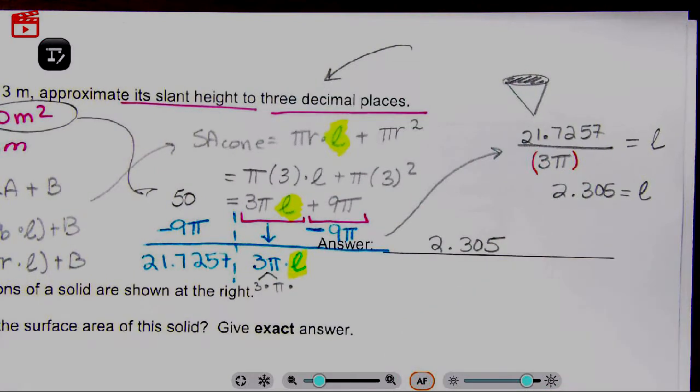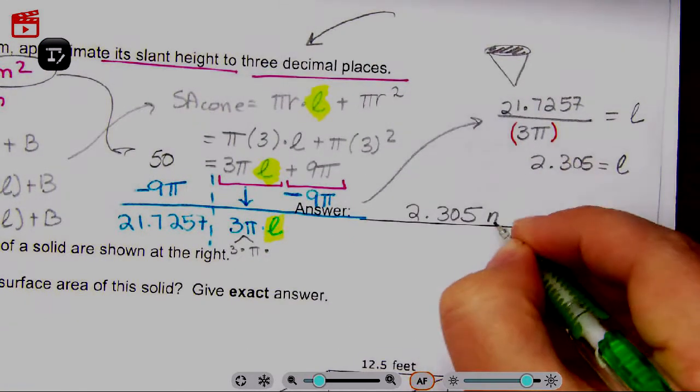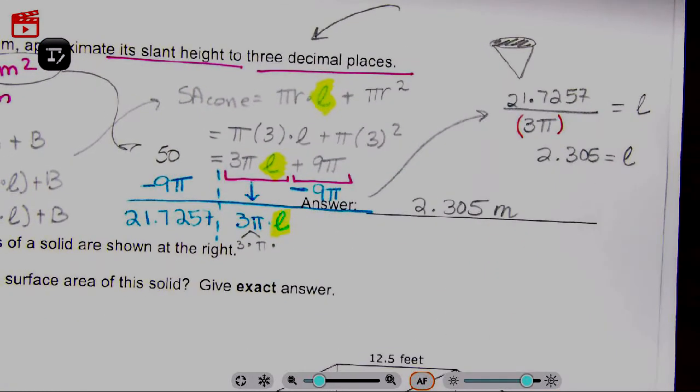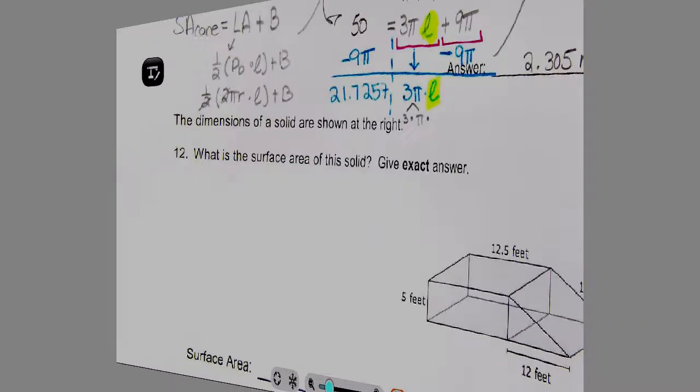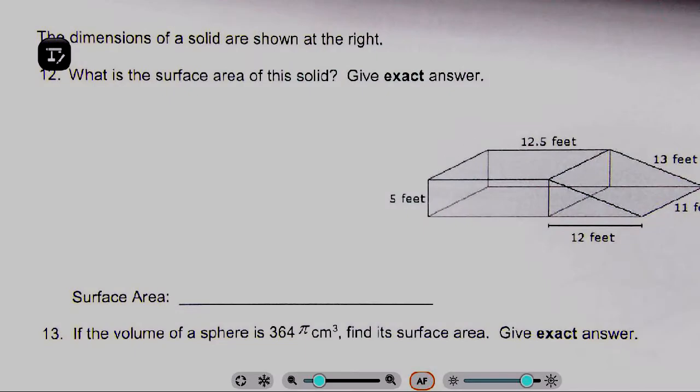What? Puppies, children, kittens. Let's look at our units. Our units are meters. Slant height is singular. So we just have 2.305 meters. All right, now moving on to number 12.